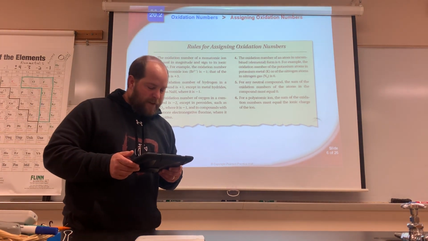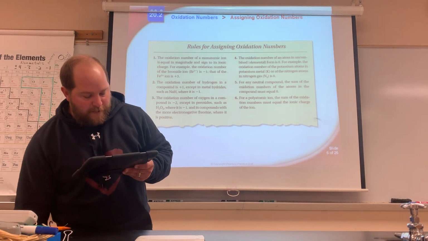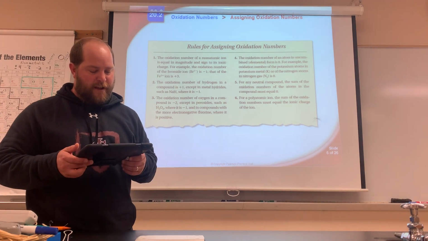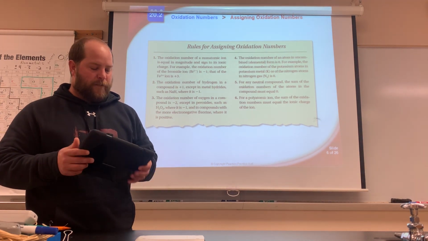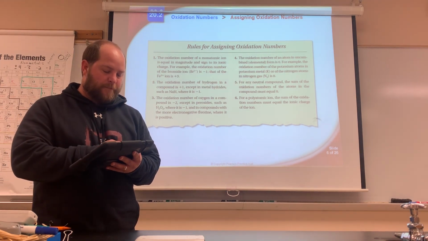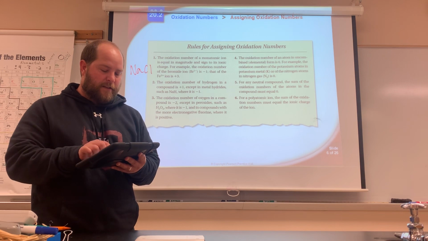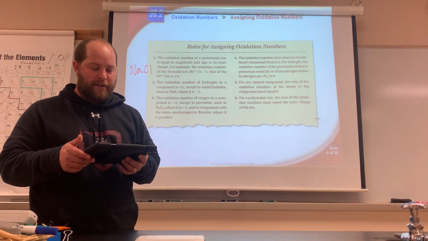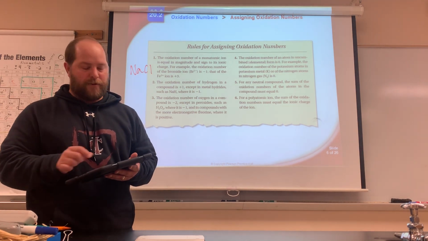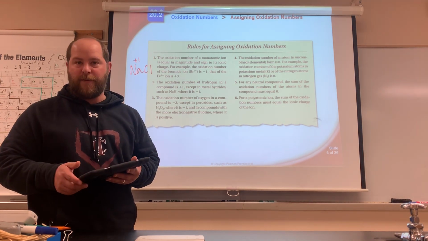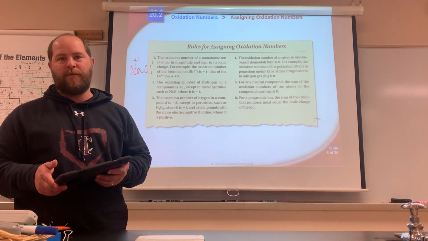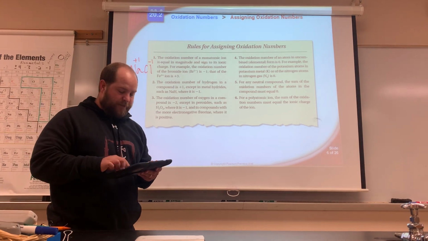Rule number 1 says the oxidation number of a monatomic ion is equal in magnitude and sign to its ionic charge. So if we have sodium chloride, NaCl, these are monatomic ions, each equal to its charge. Sodium chloride is a neutral compound. The oxidation number for the sodium would be +1. The oxidation number for the chlorine would be -1. So that's going to be the charge.